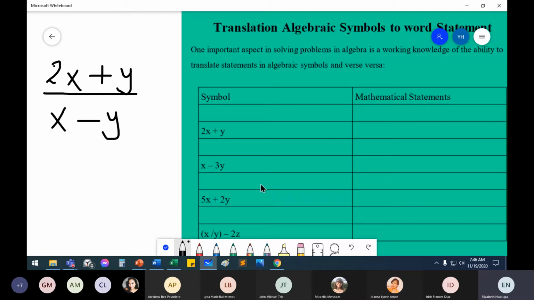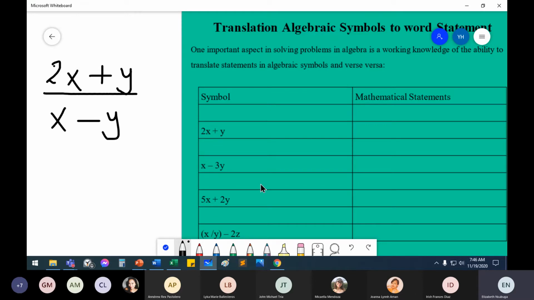What is that again? X decreased by 3 times y. Yes, x decreased by 3 times y. That is a very good one. Or you could say x diminished. It depends on what words you use. X diminished by thrice y.